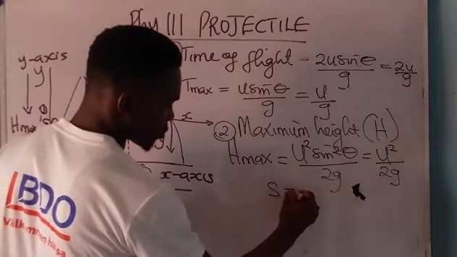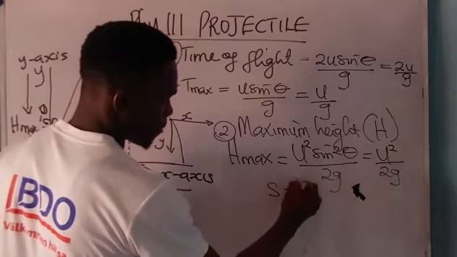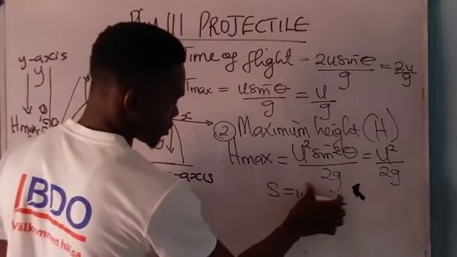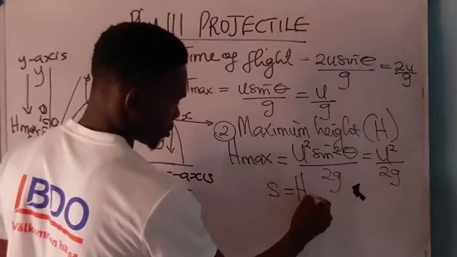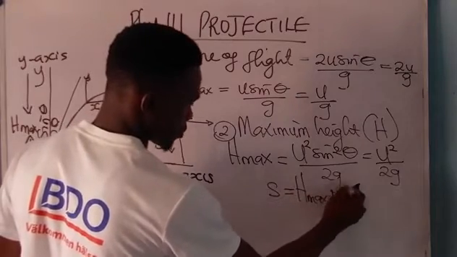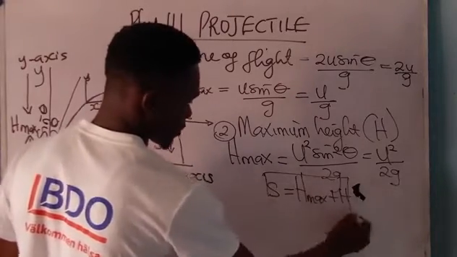Now, to look for the total maximum height, you say S equals maximum, that is H max, plus H, right? Don't forget that.